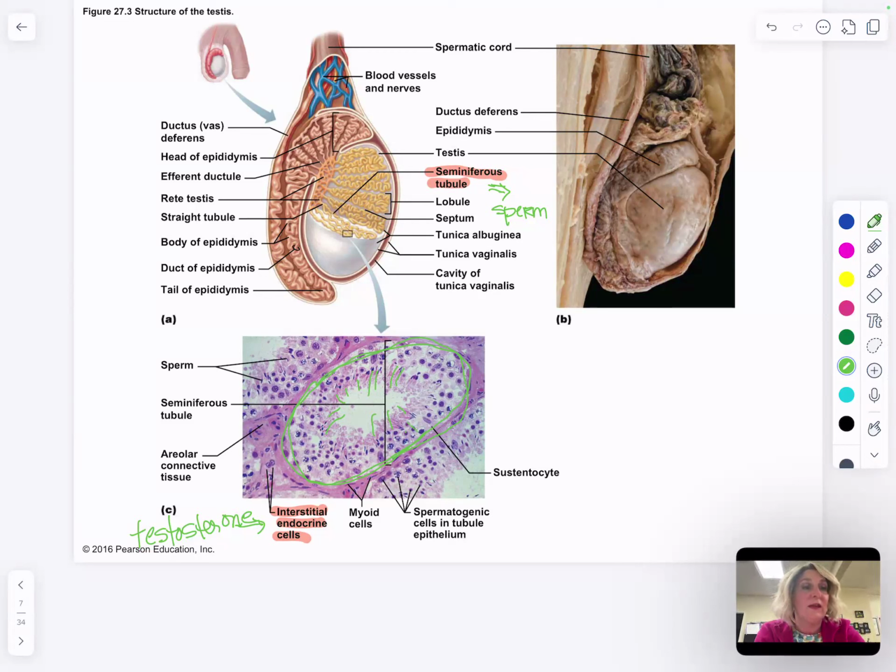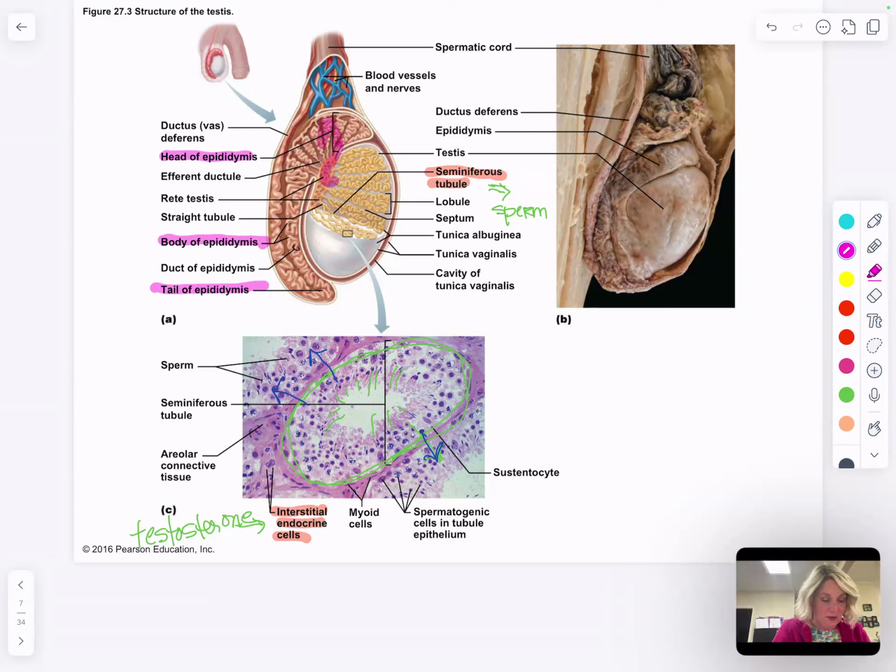The sperm will then leave the tubule. Here, I'm not very good at my colors, huh? They'll start to leave the tubules and enter the epididymis. You've got the head of the epididymis, the body of the epididymis, and the tail. From the seminiferous tubule, the sperm swim out into the epididymis.